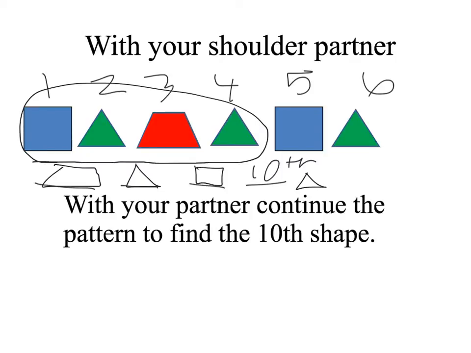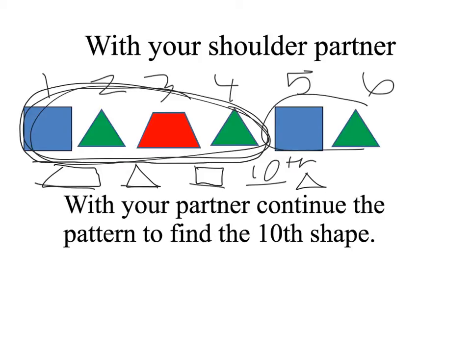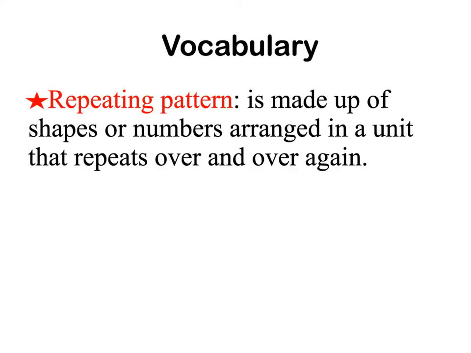Another way to think about it is that unit. So every four shapes, that is the unit that is repeating. Okay, so there's one unit, and then this would be a unit. So then the 10th shape would be the second shape in the unit. So the second shape in the unit would be a triangle, which again is the 10th shape.